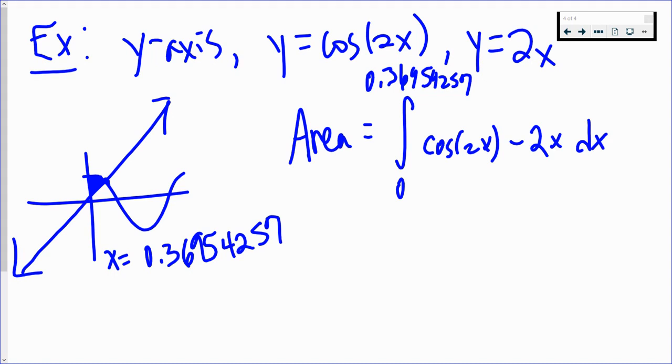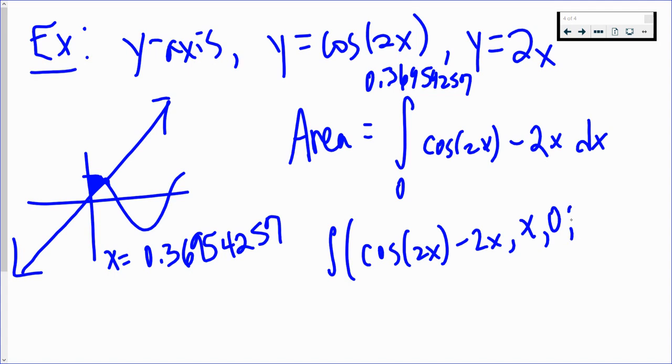Okay, we could take this one by hand, but since it's calculator active, we could let our calculator do the work for us. Okay, in your TI-89s, if you select F3, the second one down is an integral. It comes up with integral of parentheses, and then you would type in cosine of 2x minus 2x, comma x, because that tells it to take it with respect to x, comma 0, comma 0.36954257, close parentheses. That's going to take the integral and it's going to make it the definite integral.